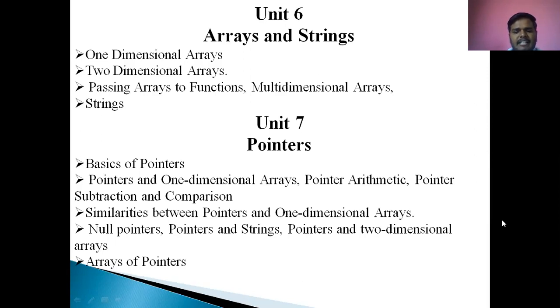Unit 7 is the pointer. Basically, it is used to store the address of another variable, but in this section we learn the basic pointers, what is its use, how a pointer can access a one-dimensional array, how a pointer can access a two-dimensional array, how pointers work in array operations, what are the pointer arithmetic operations, what is meant by null pointer, string pointer, all these pointer topics will be covered in this unit.